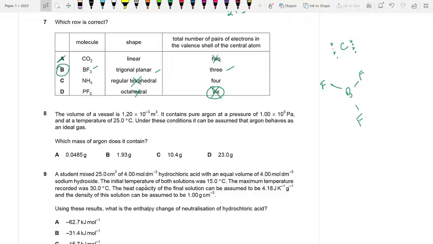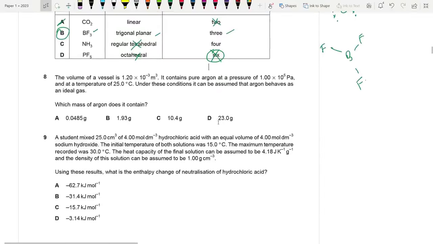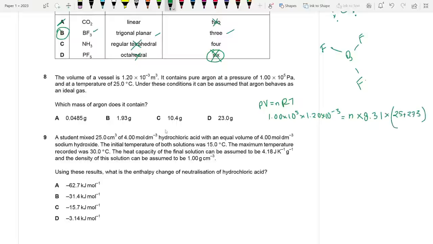Number 8, the volume of a vessel is this. It contains pure argon at a pressure of 1 into 10 power 5 pascals and at a temperature of 25 degrees Celsius. So under these conditions, it can be assumed that argon behaves as an ideal gas. So we can use the ideal gas equation, which is PV equals nRT. So yeah, remember the units, it should be pascals and volume should be in meter cube. N, we don't know N. R is 8.31, it is given in the last page, and the temperature should be in Kelvin, so it's 25 plus 273 Kelvin.